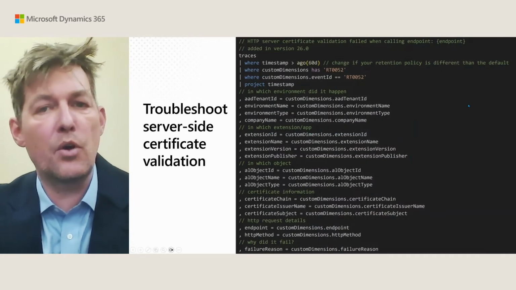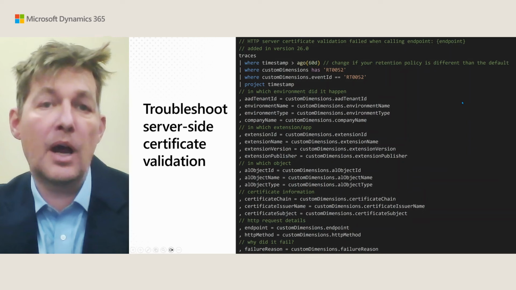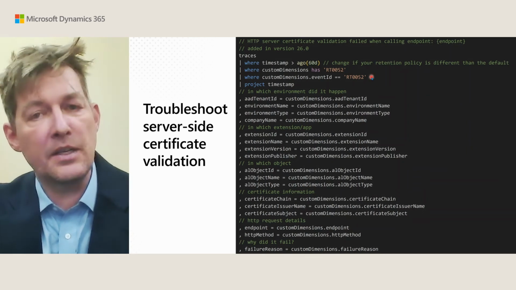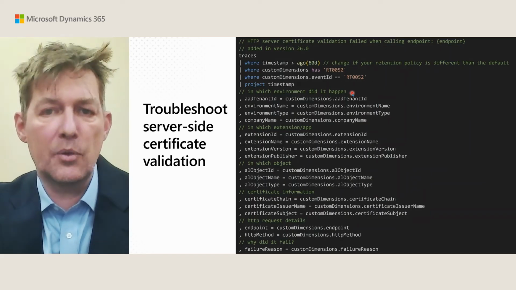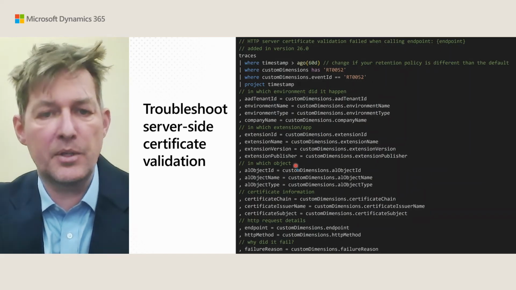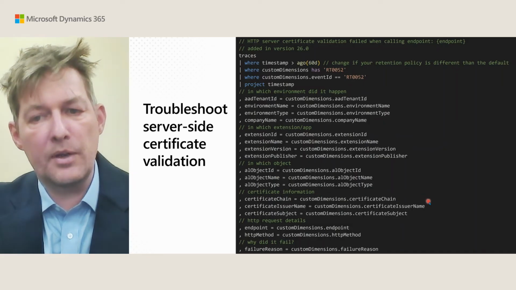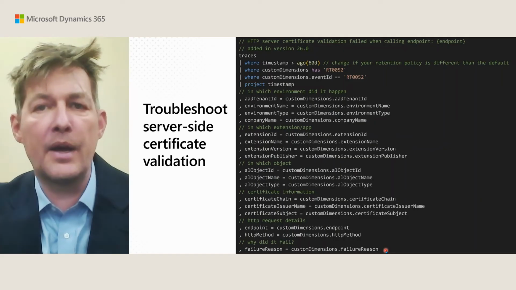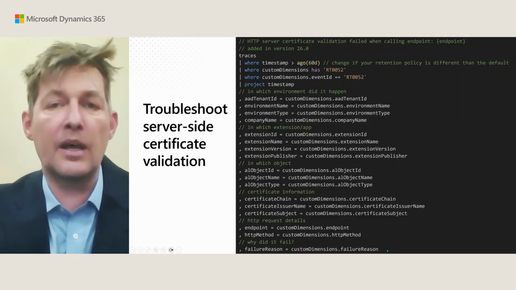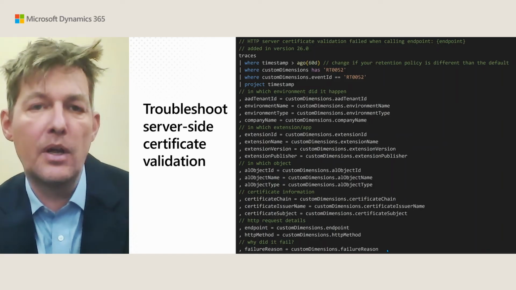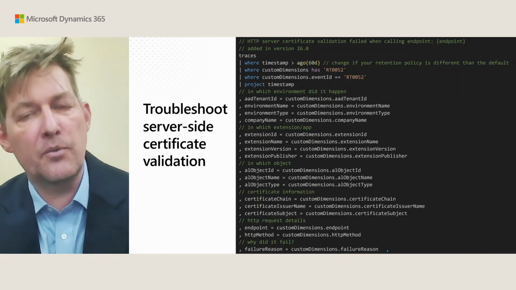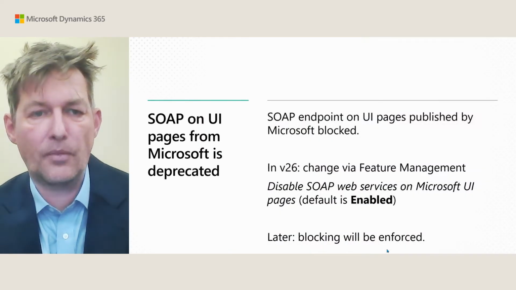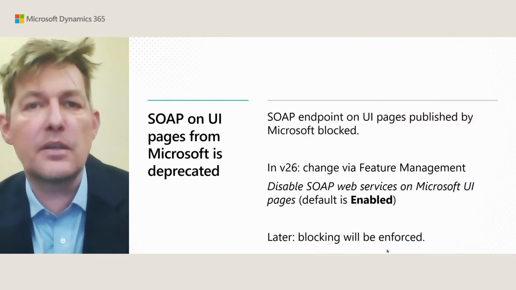In case you need to know whether any outgoing calls are failing due to this hardening, there's a new telemetry event, RT0052. You can see in which environment it happened, in which app, in which object, then some information about which certificate it was, and the failure reason for why this validation failed. So that allows you to troubleshoot things already now, and then hopefully you will be ready when this validation is enforced in October.